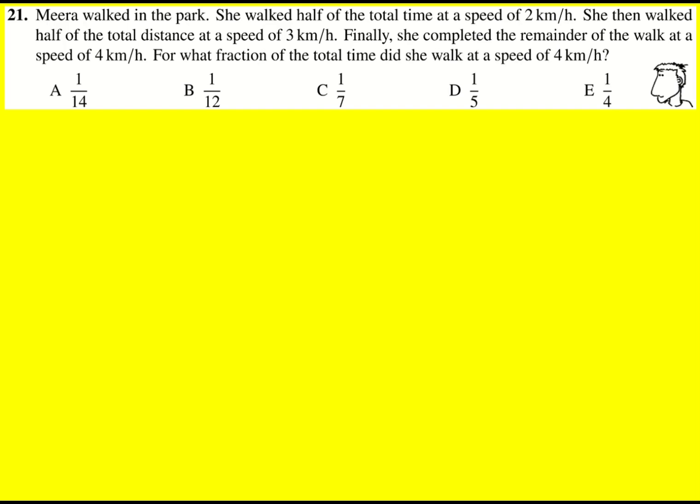A lovely question on speed distance time here. Mira's walking in a park. She walked half the total time at a speed of 2 kilometers per hour. That's sort of stage one. Then she walked half of the total distance at the speed of 3 kilometers per hour. That's stage two. And finally, she completed the remainder of the walk at a different speed of 4 kilometers per hour. So we can split this into three sections.